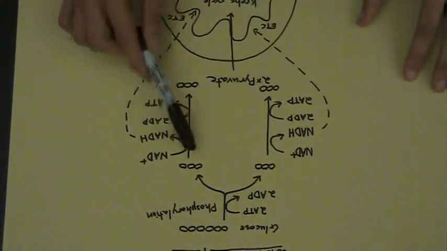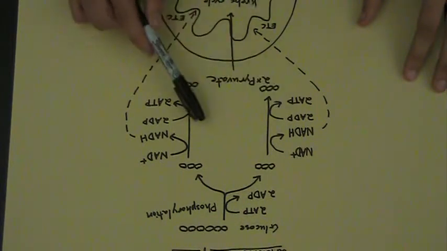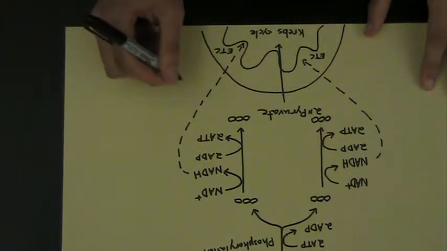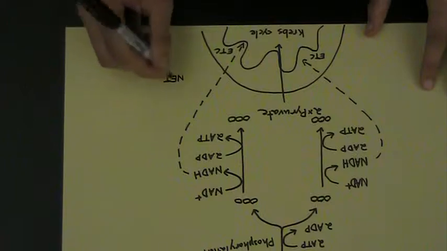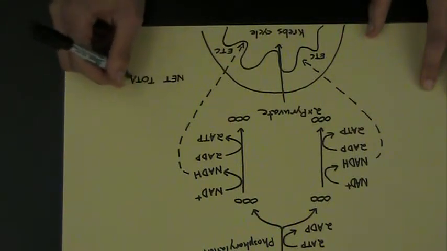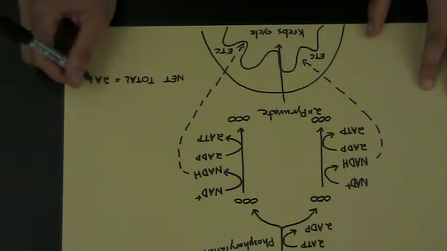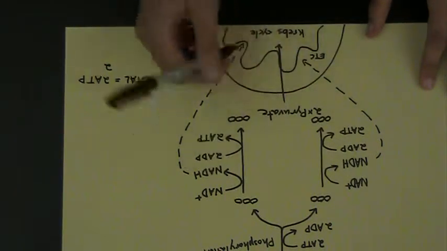So let's have a look at this. 2 ATP were used at the start, but I have a total of 4 ATP being produced at the end. So glycolysis produces a net total, and I'm just talking about glycolysis alone here, of 2 ATP and 2, if I look back, NADHs.